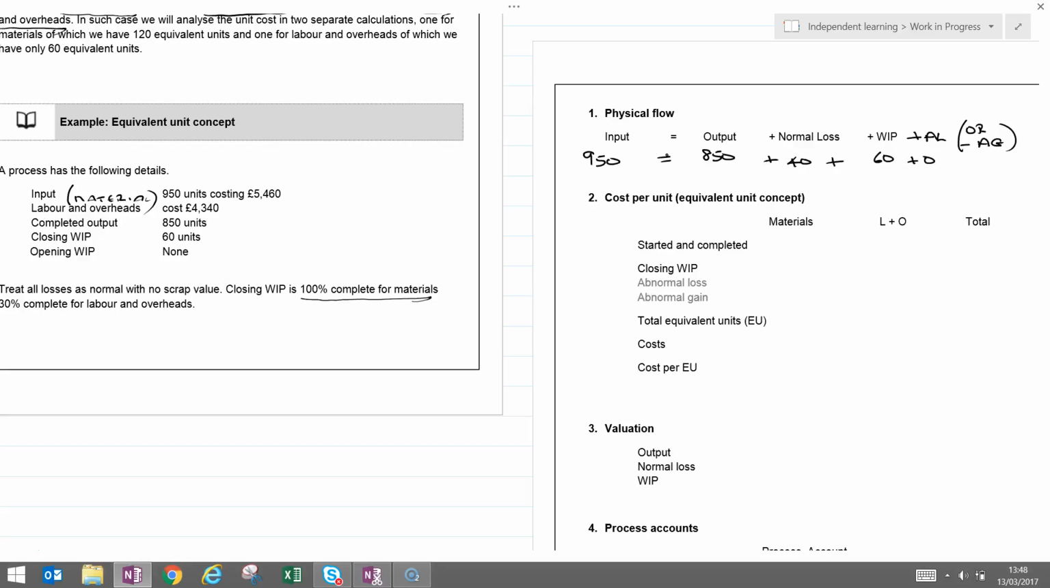And for every multiple process or single process costing question that you do, you must always make sure that the first thing you calculate is your physical flow. Now the second thing that we calculate is the cost per unit. Previously we have worked out the cost per unit by using a formula: input costs minus the scrap value of the normal loss divided by the expected output. You can only use that formula when there is no work in progress. Now that we have work in progress, we have to look at a different method of working out the cost per unit, because we have to consider the equivalent units.